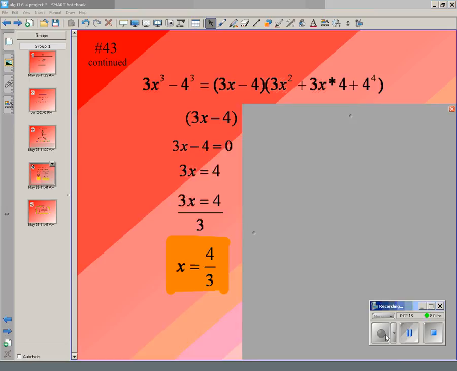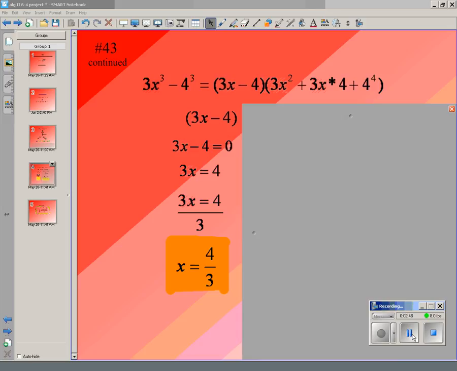Focusing just on 3x minus 4, you then need to change it so that the problem equals 0. So now you have 3x minus 4 equals 0. Then, as any other problem, you find what x equals, which is 4 thirds, because when you divide 3x by 3 and 4 by 3, you have x equals 4 thirds.